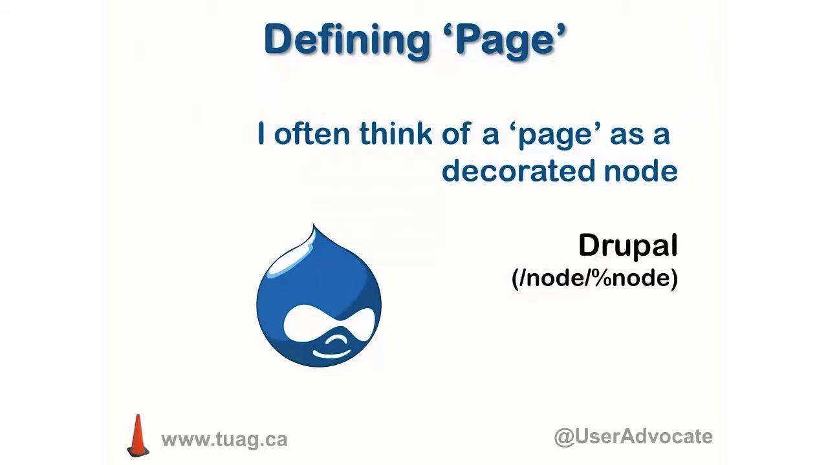Because Drupal has a very deep assumption, there's a lot of stuff built on this, that a web page is a decorated node. And that's why it gets away with node /123, node %.